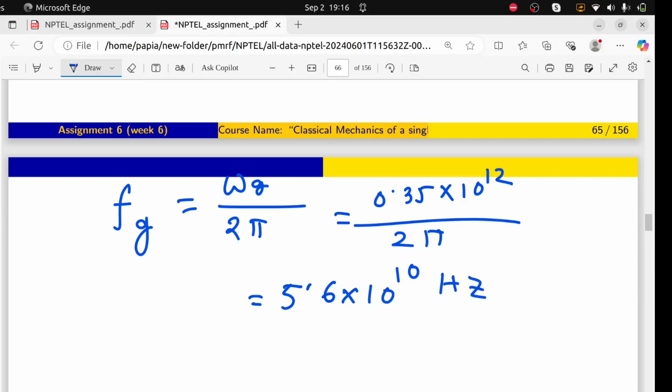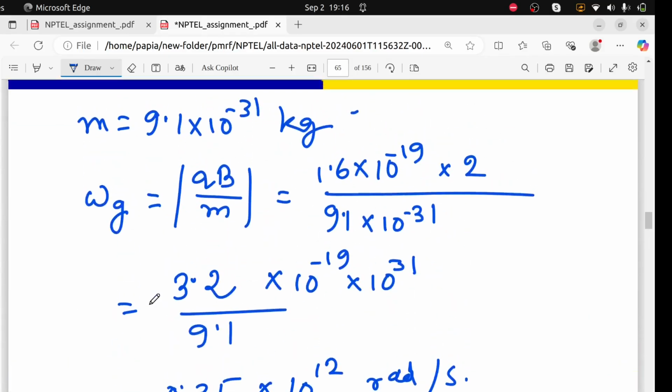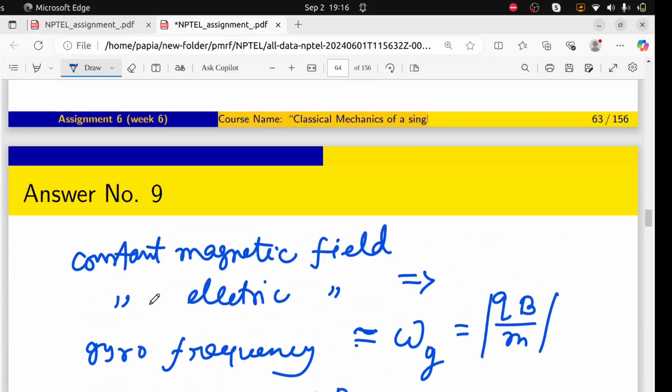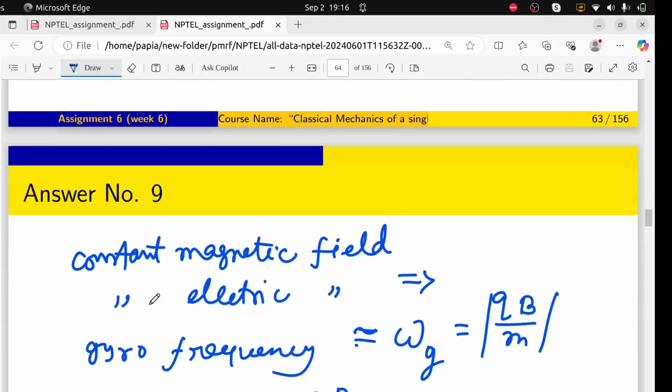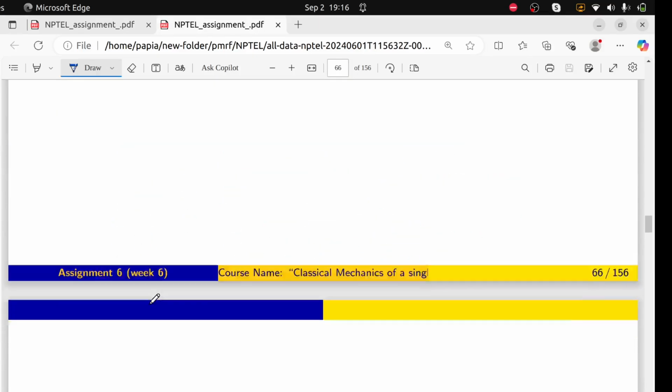Now come to the options. 5.6 into 10 to the power 10. Okay, so this one, actually this will be in superscript, and all the terms are given in plus 7 hertz, so which will not be the correct option. The correct option will be 5.6 into 10 to the power 10 hertz. Okay, now we can go for the next question.